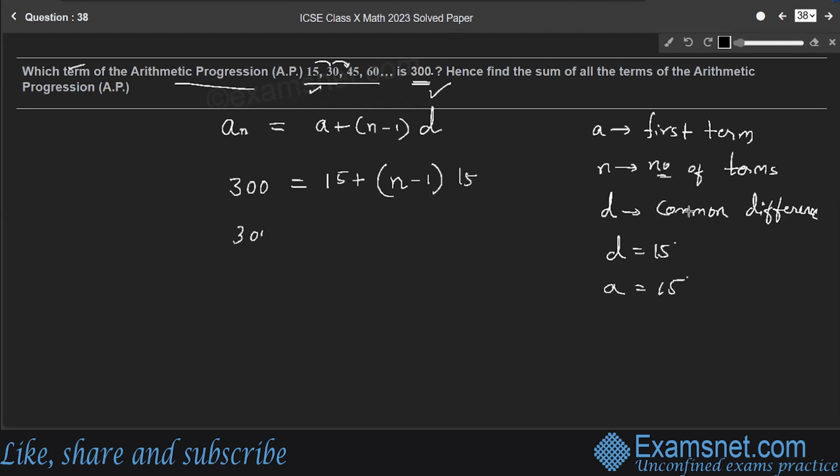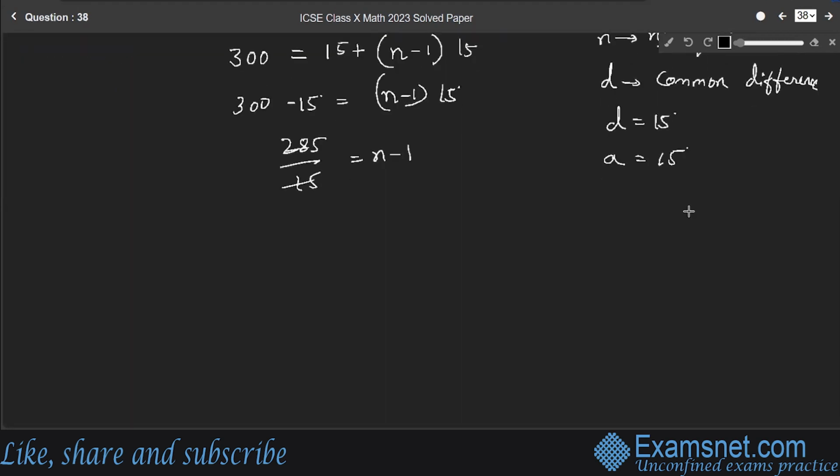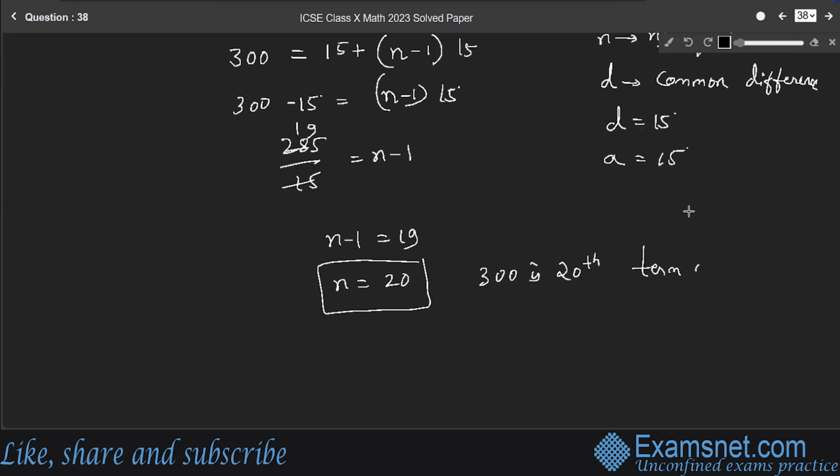Simplify it. 300 minus 15 is equal to n minus 1 into 15. So, 285 by 15 is equal to n minus 1. So, 15 into 19, so n minus 1 is equal to 19. So, n is equal to 19 plus 1, 20. Therefore, 300 is the 20th term of the given arithmetic progression.